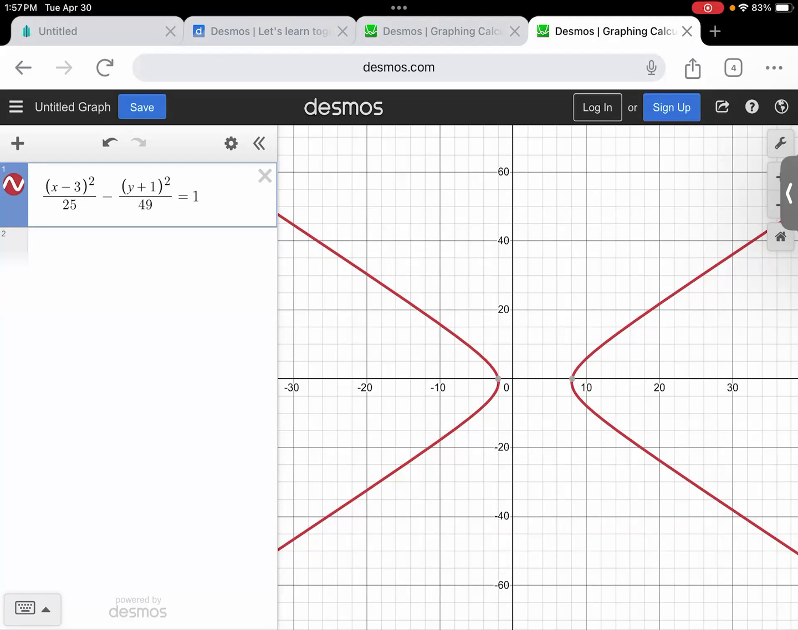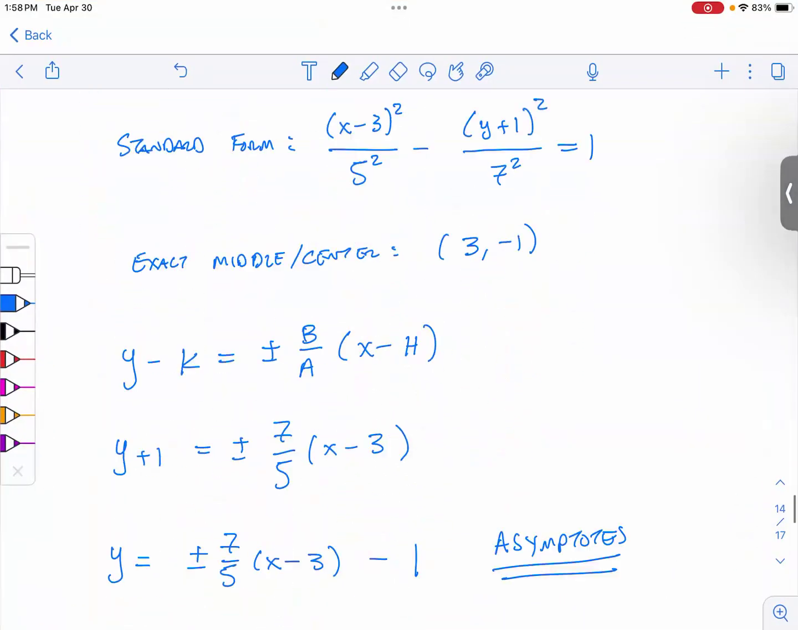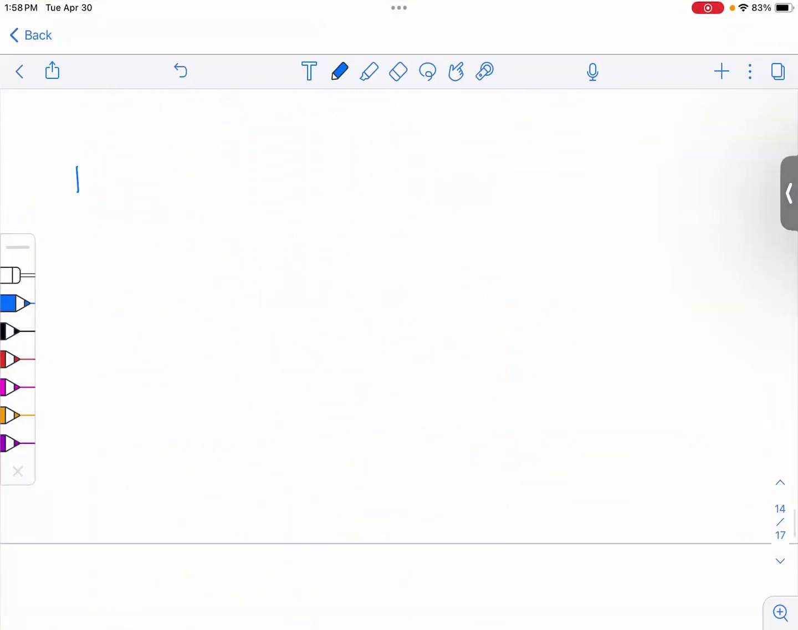So we want to identify the asymptotes. We want to identify that we're looking at a hyperbola, and we want to get it in a standard form. That's always going to be our big goal. And those are the 4 conics. When it comes to hyperbolas, I definitely let the computer do the calculating for me.